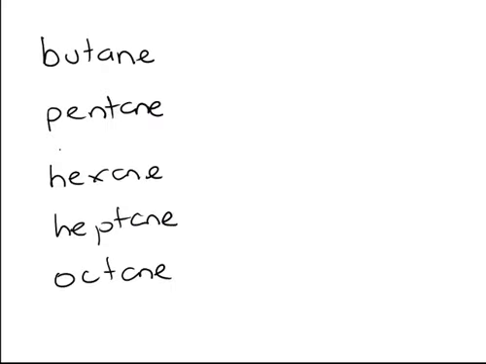And as we go up, now to stop drawing the structural formula for these, you should have some idea of how to do it, but this goes to 4 carbons for butane, 5 carbons was for pentane, 6 carbons is hexane, 7 carbons is heptane, and 8 carbons is octane.